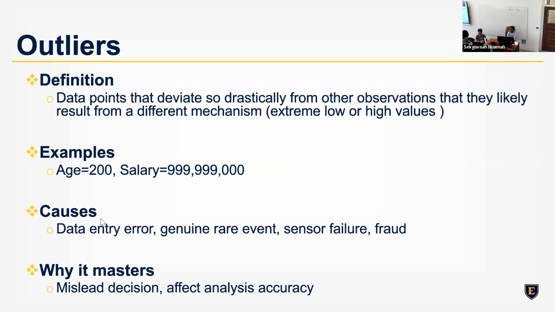And these are all caused by the data entry errors I mentioned earlier, and some too by fraud and other sensor failures. So let's say with sensor failure, if you go to the hospital, the thermometer reads an extremely high value, but on that day you are good. It doesn't show that you have that high fever, but the thermometer reads something else. And this is very important because it misleads our decisions and it affects our accuracy.